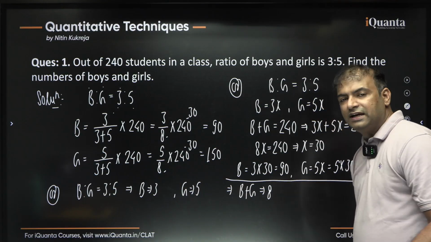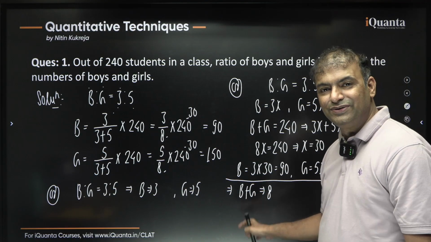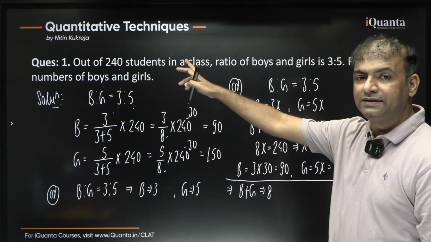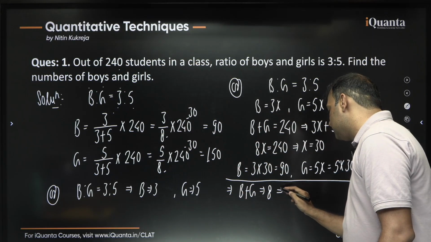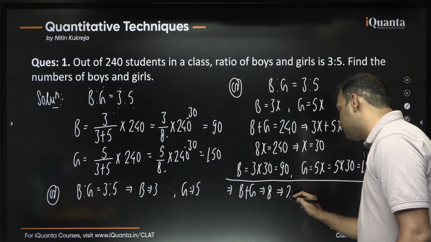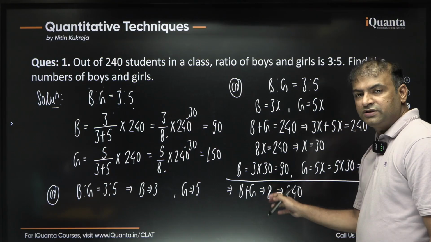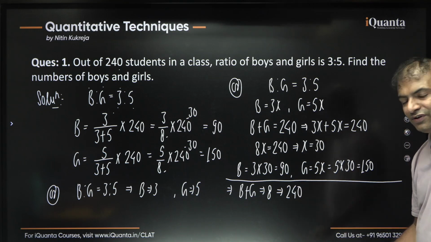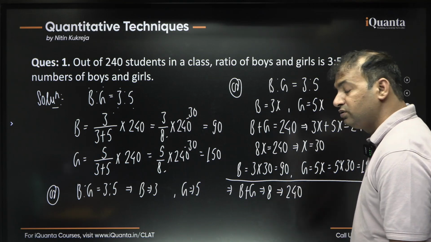But we just know that this is not real. This is actually the assumed data, right? The real data is what? The total students, the boys and girls sum, is 240. So we can say the assumption of the total number of students is 8, but the actual total number of students is 240. So we can say 8 of assumption is 240 of the real.